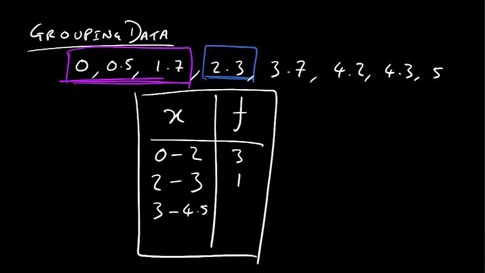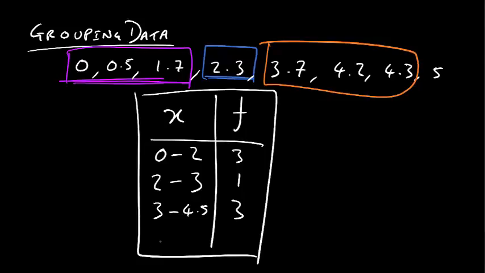So how many numbers fall between 3 and 4.5? Well, 3.7, 4.2 and 4.3 all lie within the range of 3 to 4.5. So that's 3 numbers. And then I might say, right, from, I don't know, so from 4.5 to 5. How many numbers fall in the range from 4.5 to 5? Well, just the one number lies in there. So that's basically how I'm going to represent my data from now on.